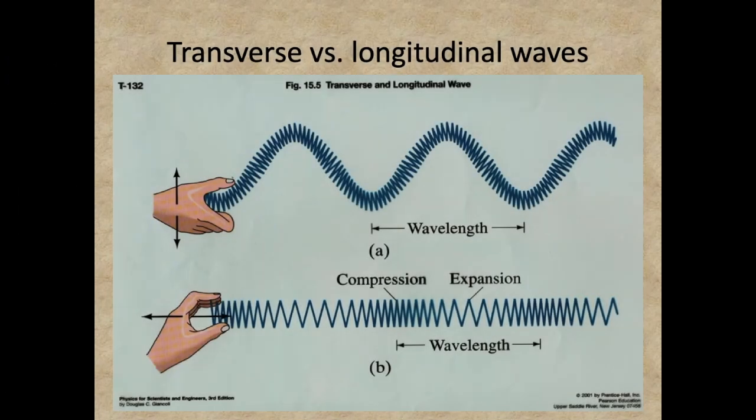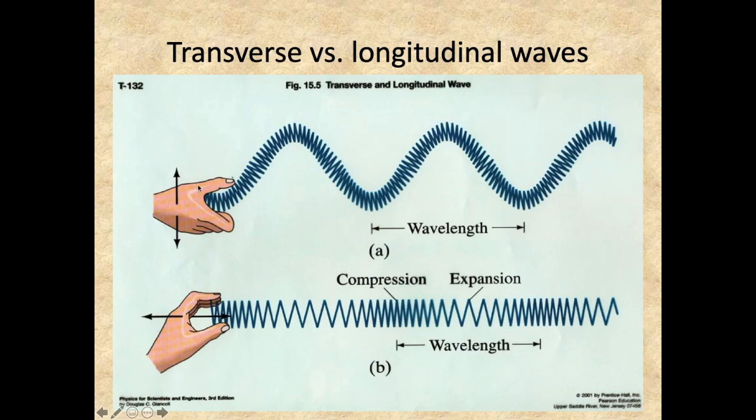Okay, I recap. Transverse waves: particles oscillating perpendicularly to the direction of motion of the wave, wavelength measured between two neighboring crests or troughs. Longitudinal wave: oscillation of particles in a parallel direction to the propagation of the wave, wavelength measured from the middle of one compression to the middle of the next compression.